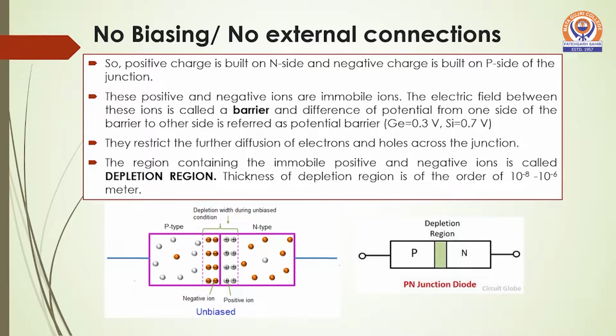Therefore, positive charge is built on the N side and negative charge is built on the P side of the junction. These ions are immobile ions. The difference of the potential from one side of the barrier to the other side is known as the potential barrier. This barrier restricts the diffusion of electrons and holes across the junction. The region containing these immobile positive and negative charges is known as the depletion region.